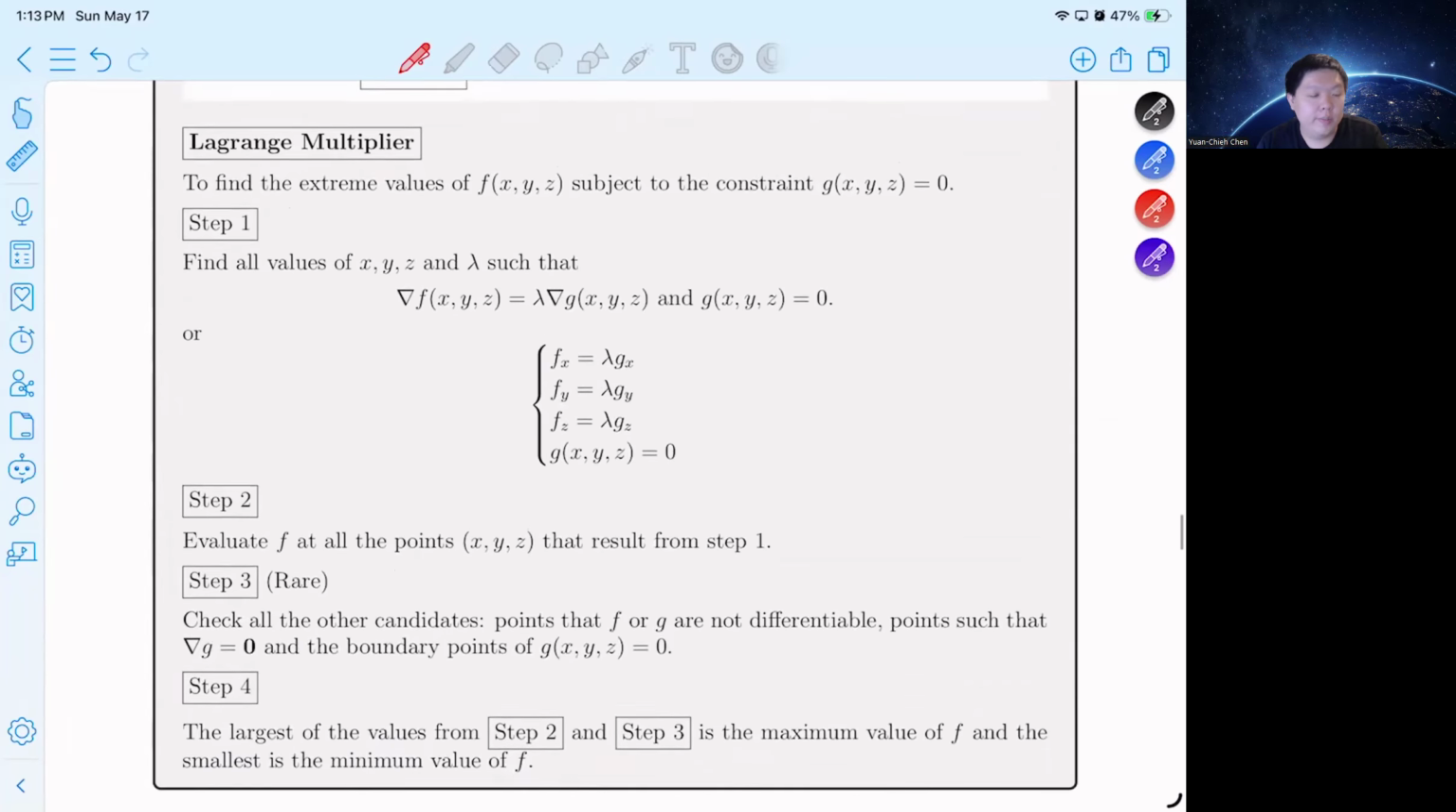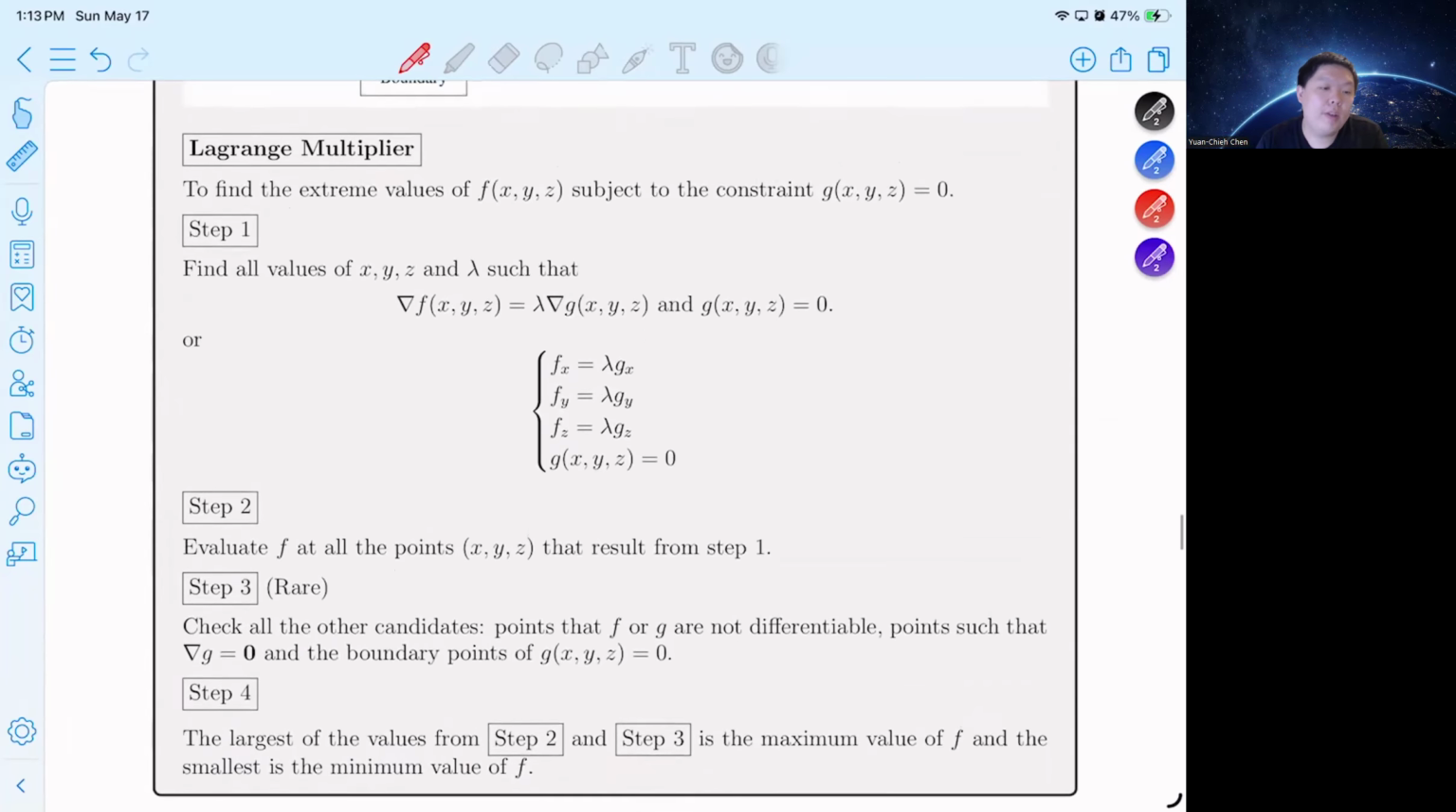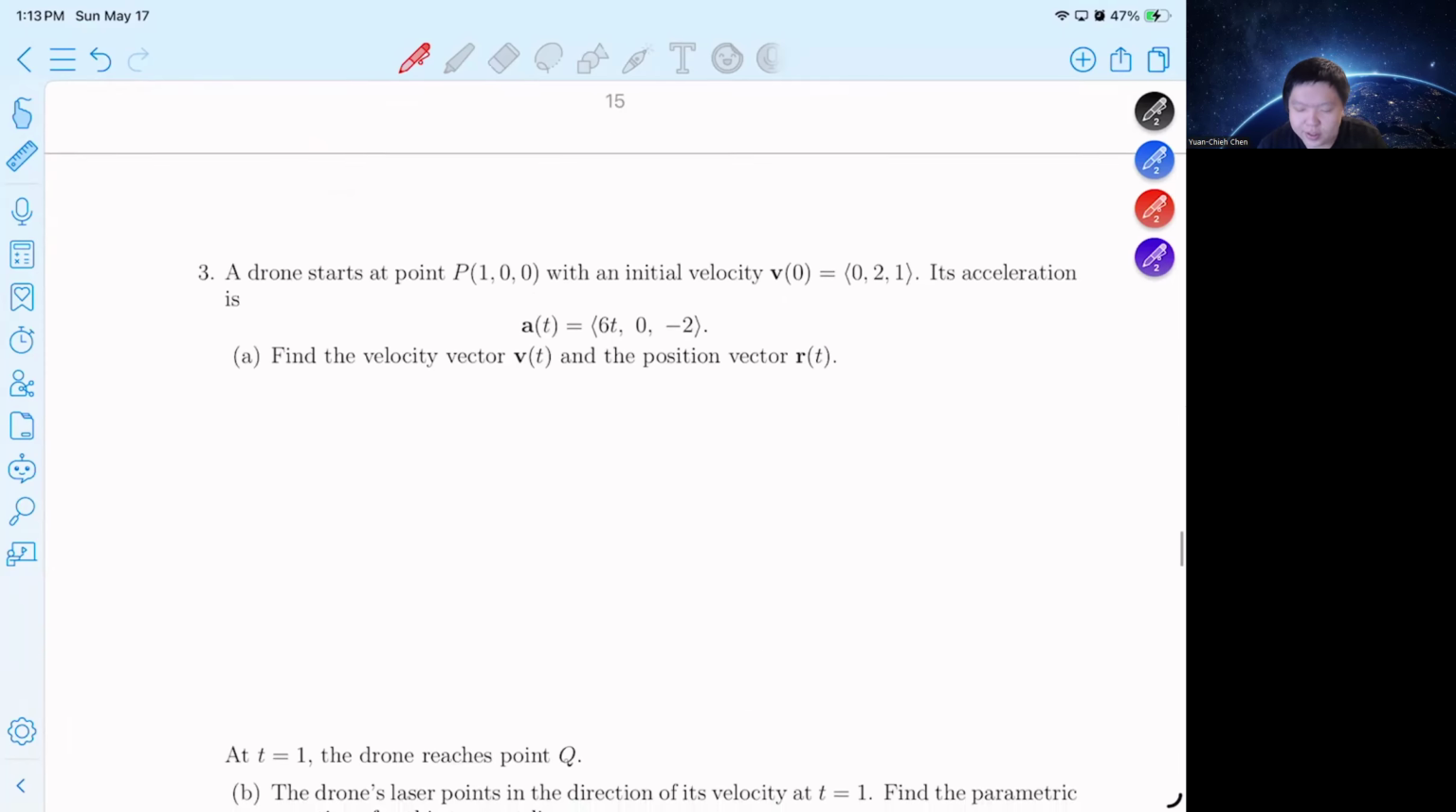Same for the Lagrange multiplier. Maybe they'll give you lambda, then you have to compare the values to find what is the maximum and what is the minimum. That's it. But I think I will still put in some problems where we need to do the calculation. Don't worry, I'll do the calculation for you.